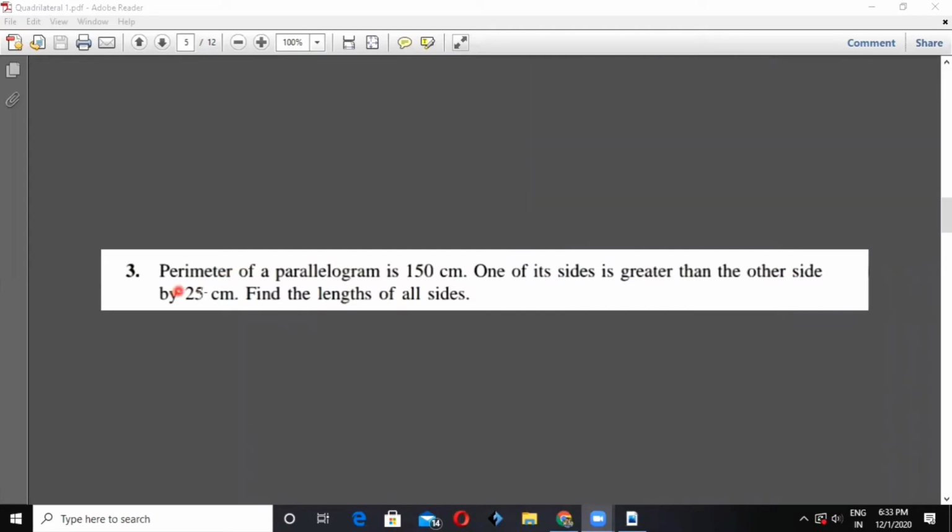Next question is: the perimeter of a parallelogram is 150 centimeters. One of its sides is greater than the other side by 25 centimeters.